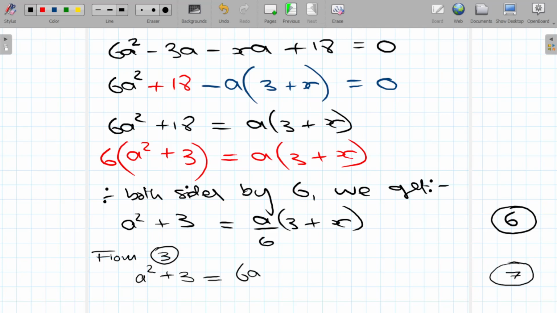That doesn't quite marry up with the equation label that I've got in my notes, but we're near the end now, so it doesn't really matter. So from equation 3, we've got a squared plus 3 equals 6a. And we know that in equation 6, we've got a squared plus 3 equals a over 6 times 3 plus x in brackets. So what we do is we substitute either of these equations into the other for a squared plus 3. So let's go on to the next page.